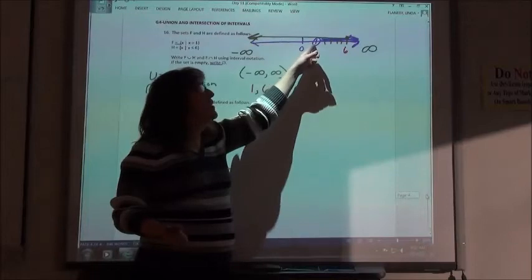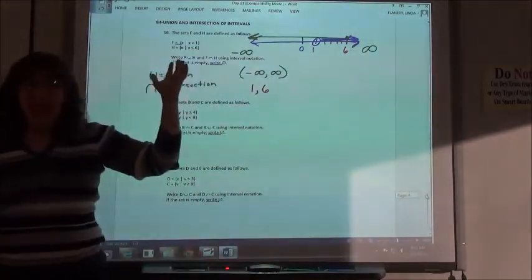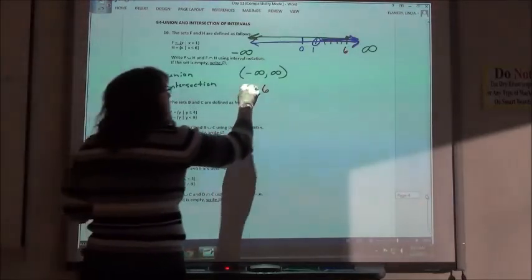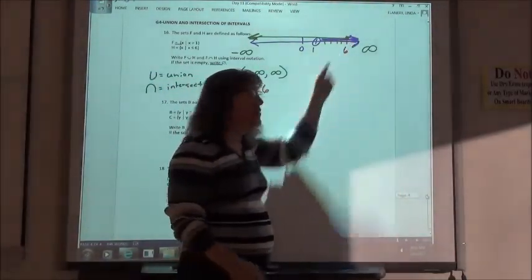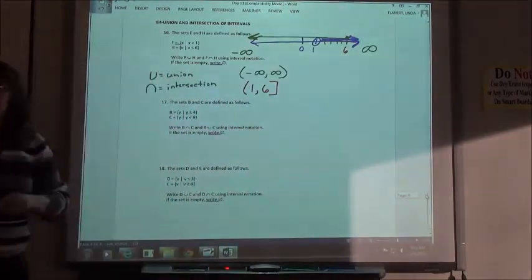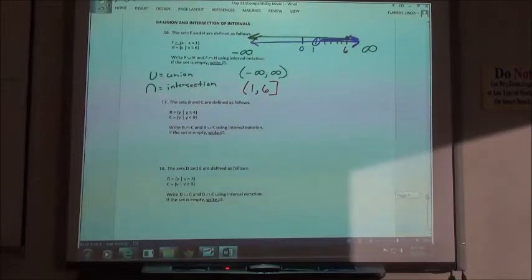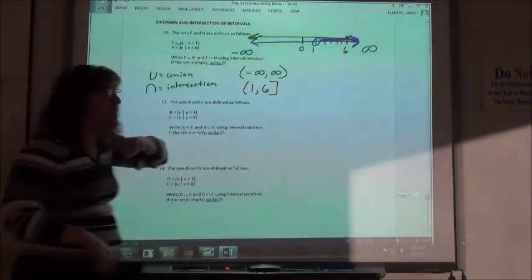If it had an open circle, we use the parenthesis because that meant we aren't exactly on that number. So the 1 is going to have a parenthesis. If it had the filled in dot, we use that bracket because that meant we do include that number. The 6 is included in both of our lists. Remember using those notations before? Parenthesis means you're not on the number. The bracket means you are exactly on the number.